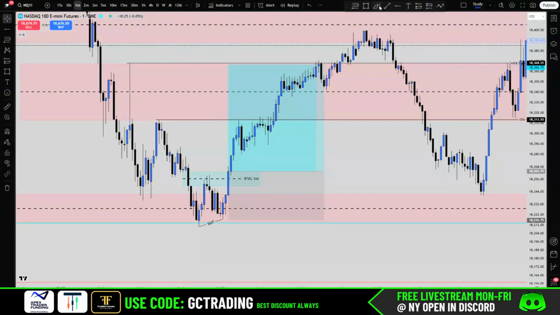I did take profit a little bit early at this internal high right here. I took half off, moved the rest to break even, but then once I saw it stalling out right here, I took off the other half.